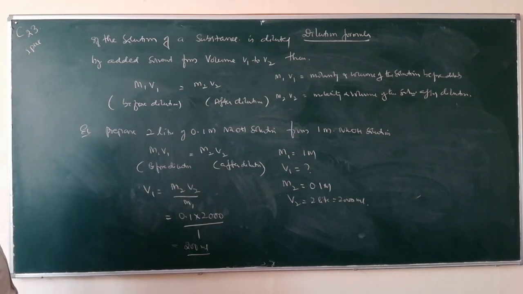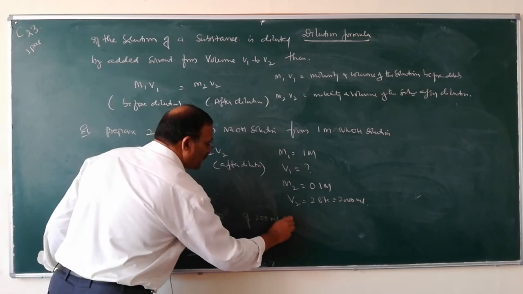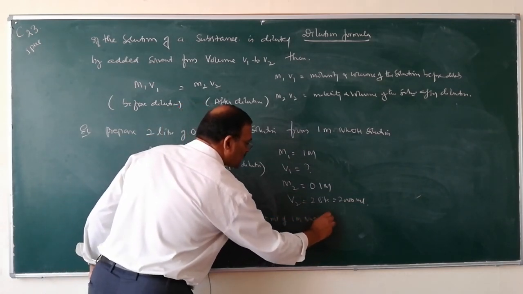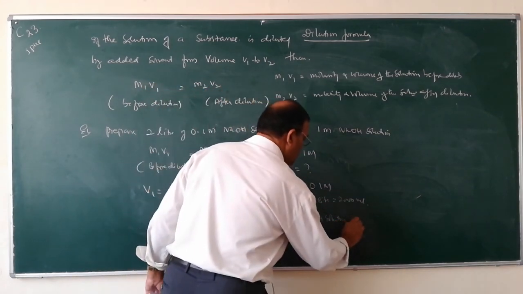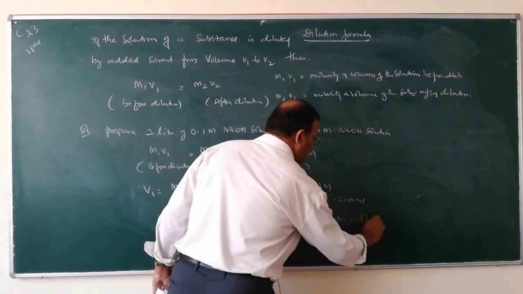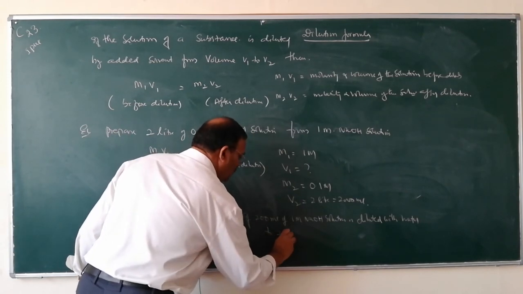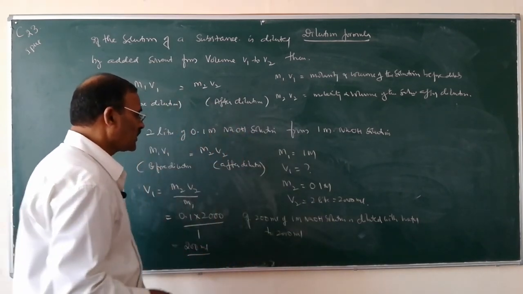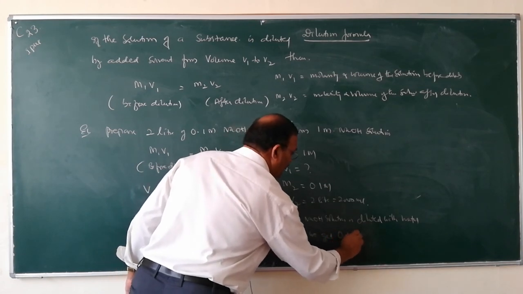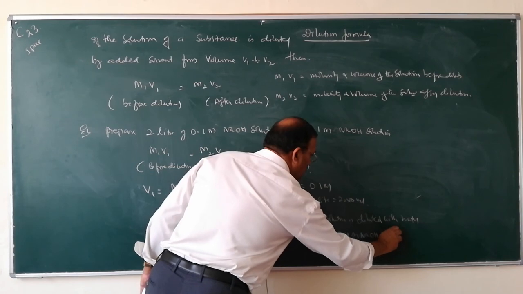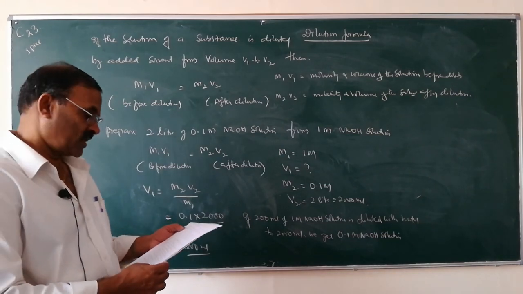So what do we have to write now? Write down: if 200 ml of 1 molar NaOH solution is diluted with water to 2000 ml, we get 0.1 molar NaOH solution.